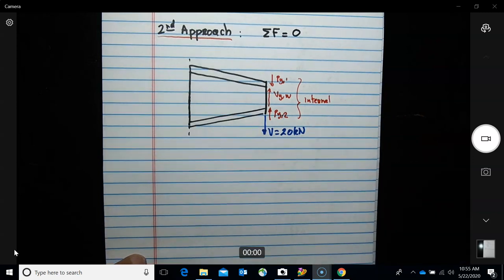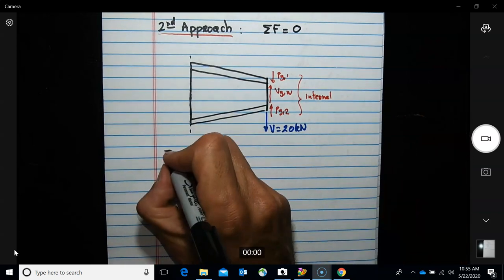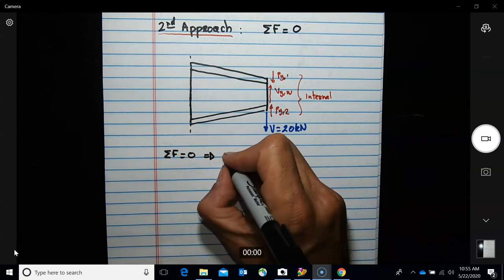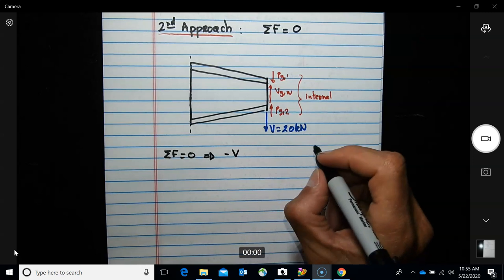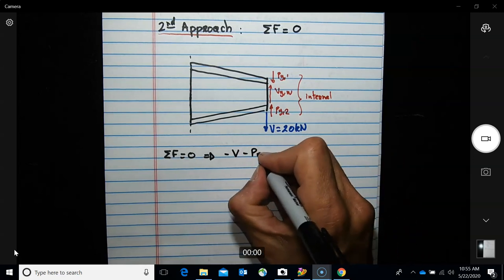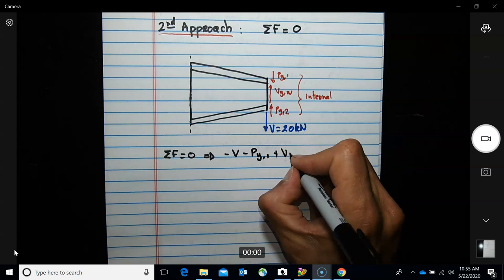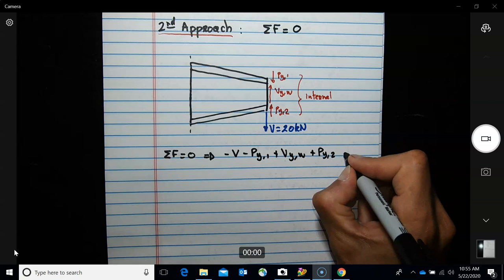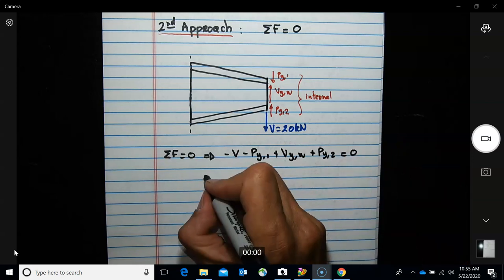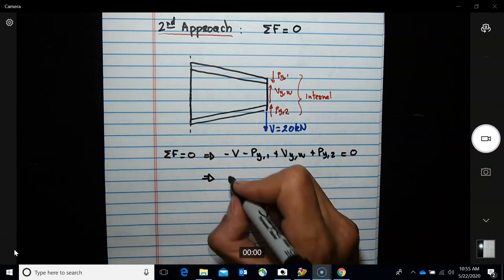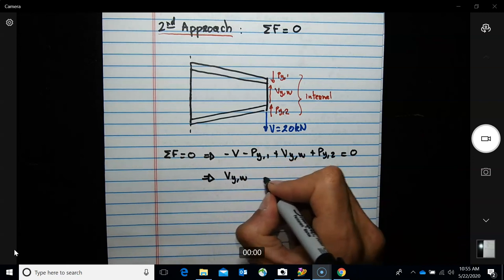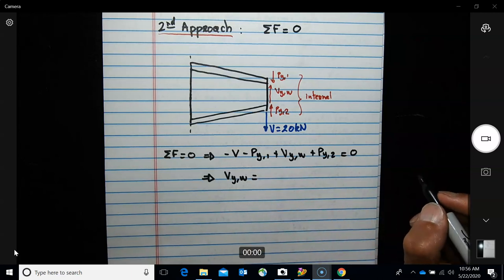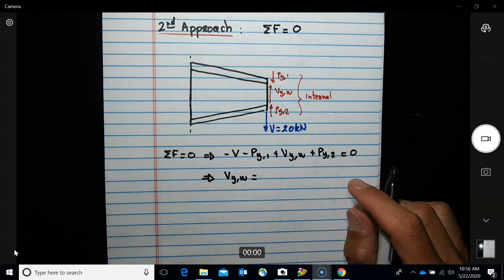And this is really your external, but we don't use that. So if you do summation of forces equal to zero, what would that give you? Minus V minus P_y1 plus V_y web plus P_y2 equal to zero. So this will give you that V_y web will be equal to what?